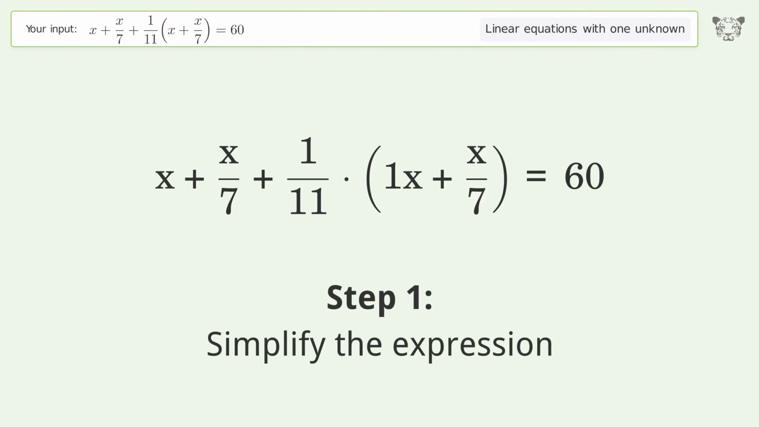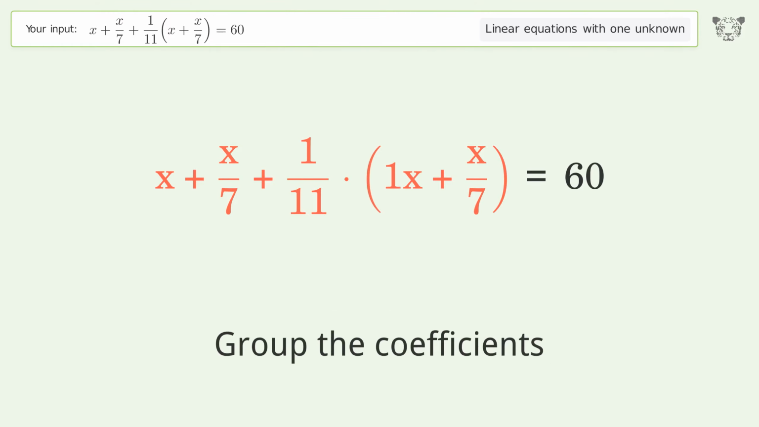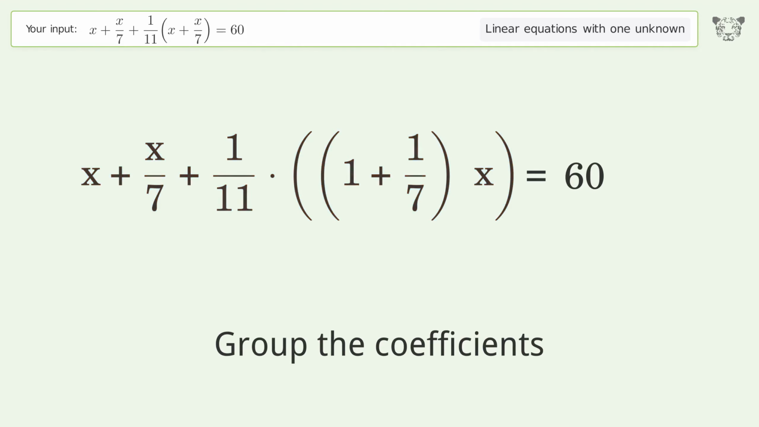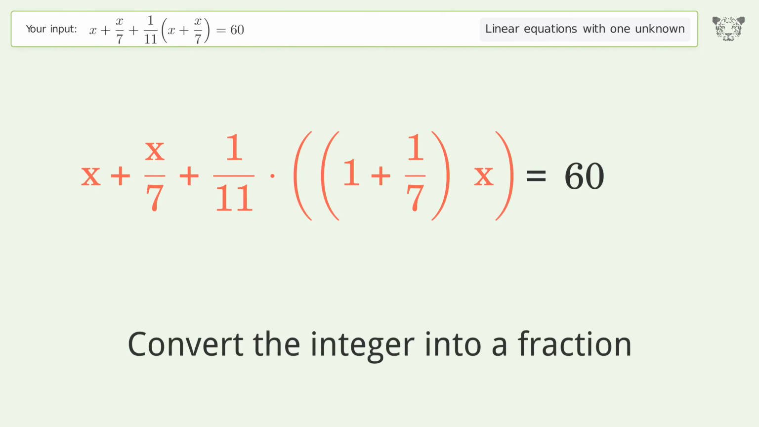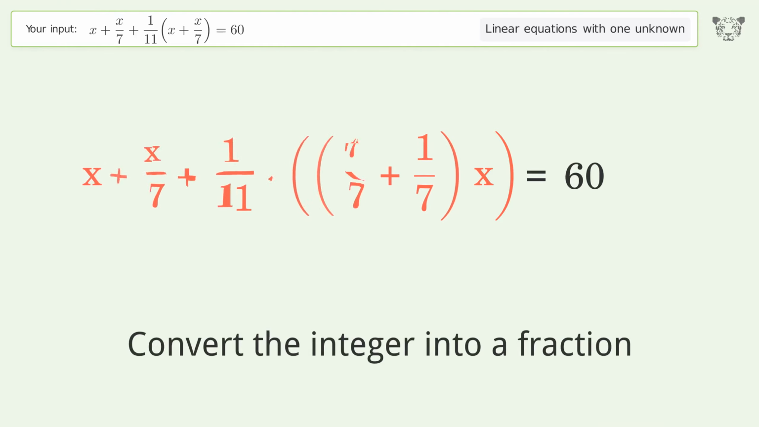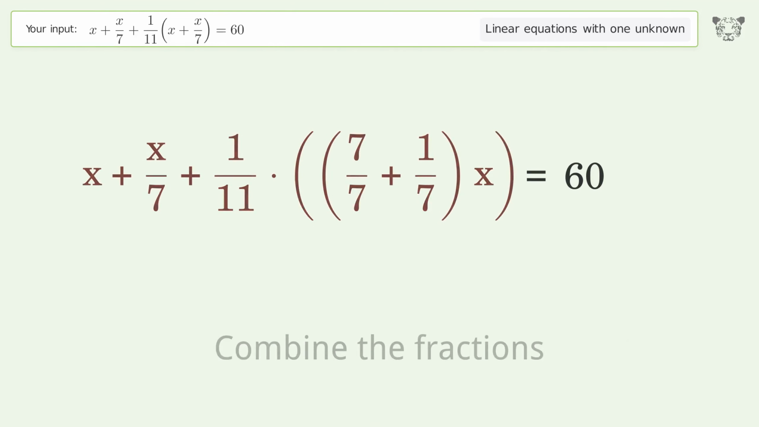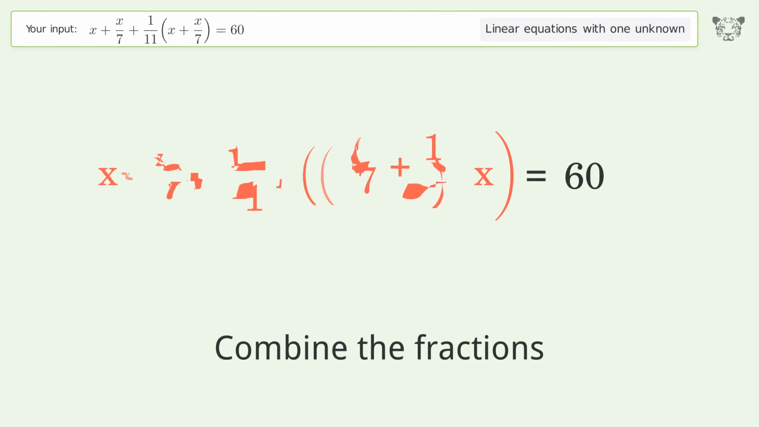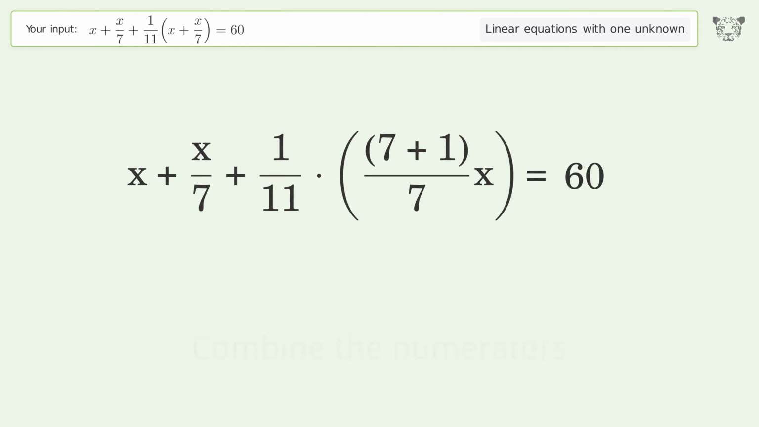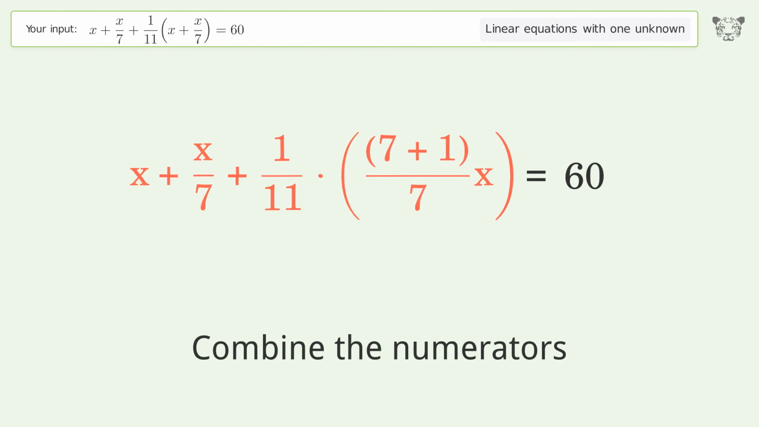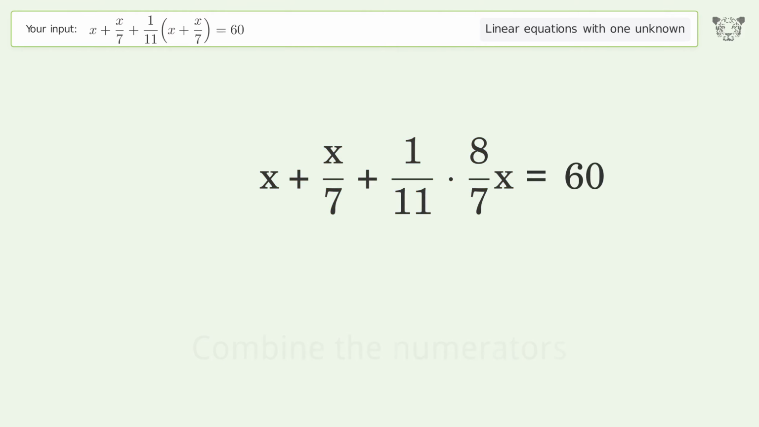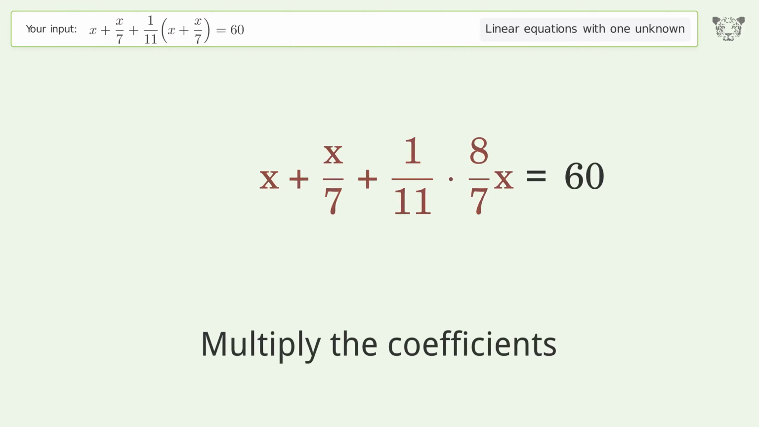Simplify the expression. Group the coefficients. Convert the integer into a fraction. Combine the fractions. Combine the numerators. Multiply the coefficients.